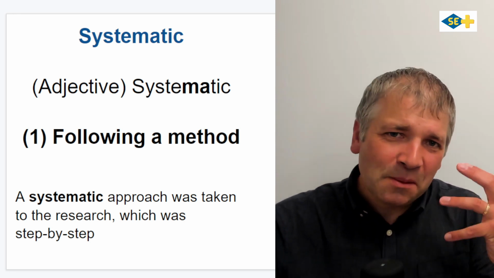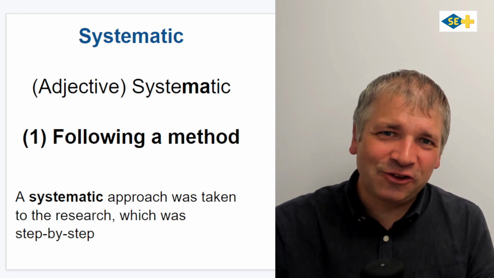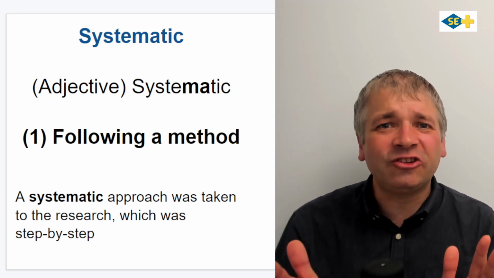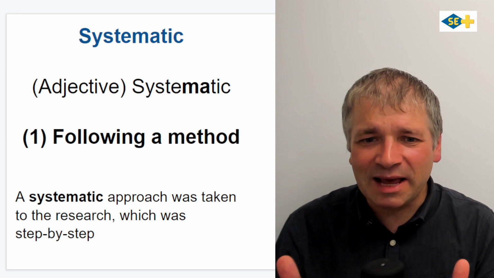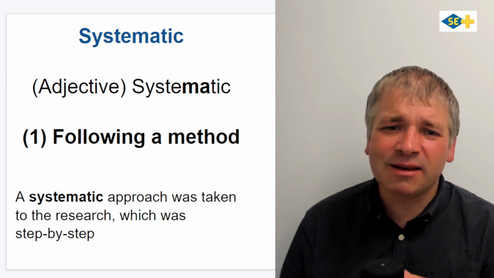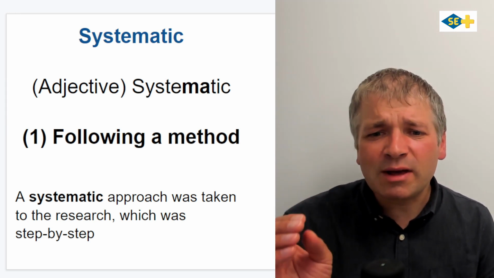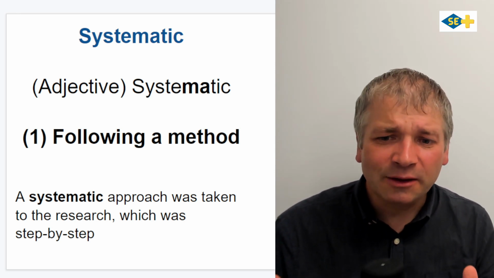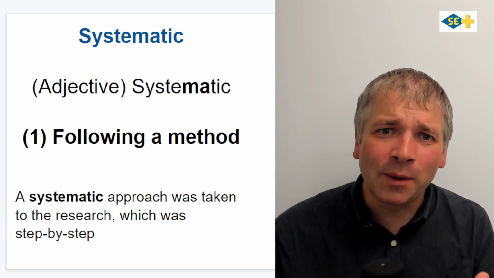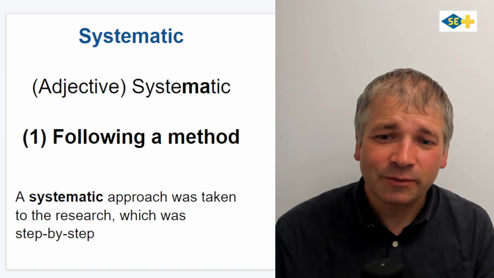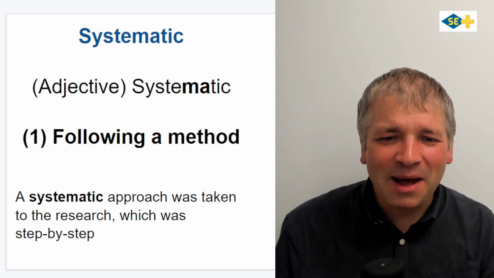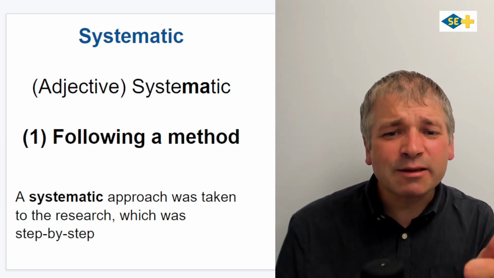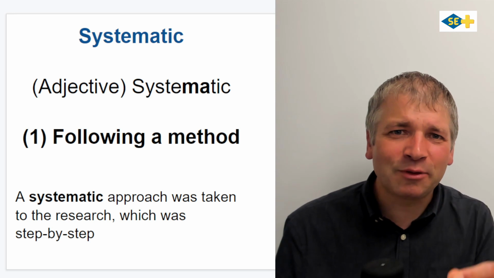The word systematic has two meanings which are loosely connected but different enough that we need to teach you them in separate ways. So systematic is an adjective and the stress is on ma, systematic. The first meaning is following a method. For example, a systematic approach was taken by the research, which was step by step. And step by step really captures the meaning of that.